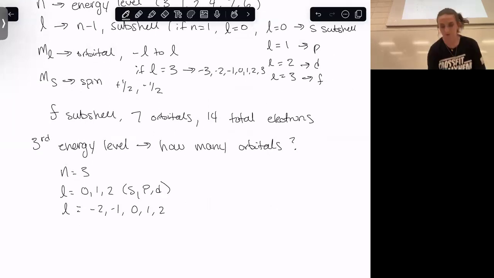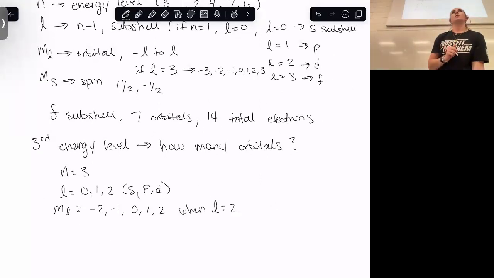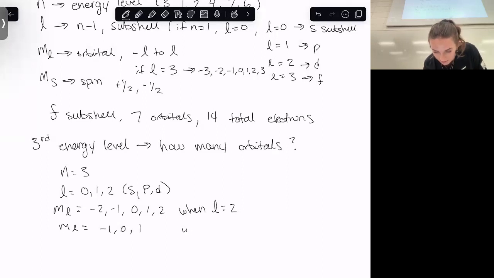And so that means that our m sub l values can be -2, -1, 0, 1, 2. I'm sorry, this is m sub l. That's when l is equal to 2. But also m sub l can equal -1, 0, and 1 when l is equal to 1. And m sub l can also equal 0 when l is equal to 0.